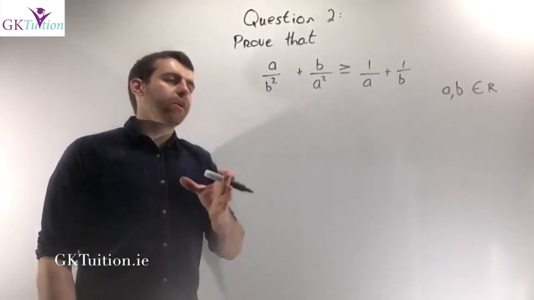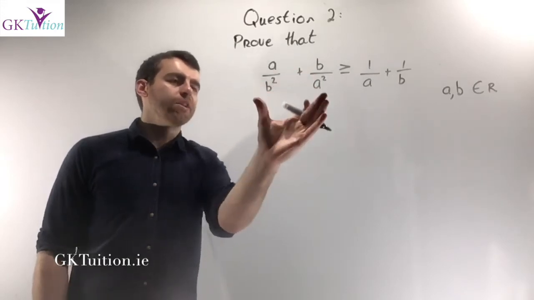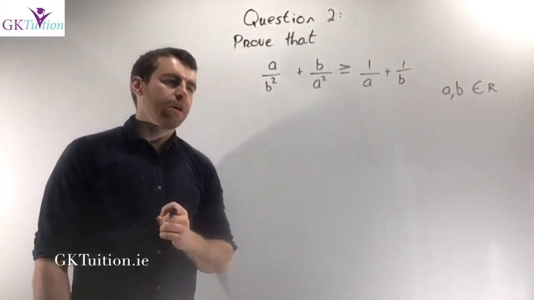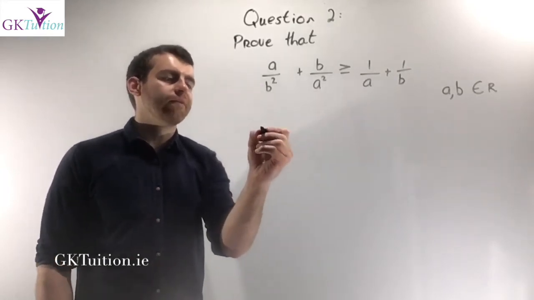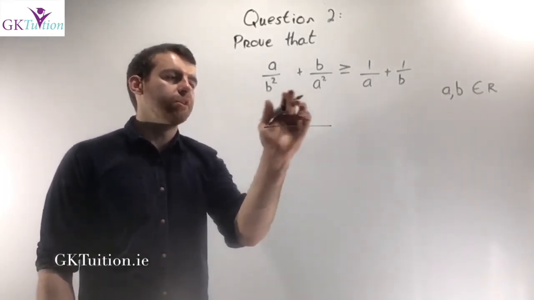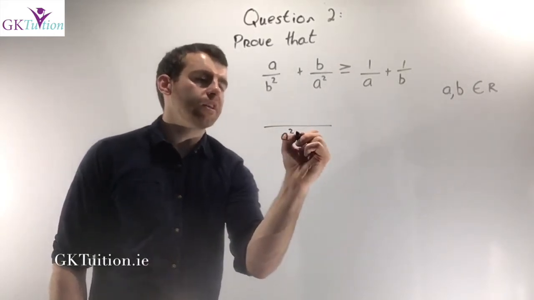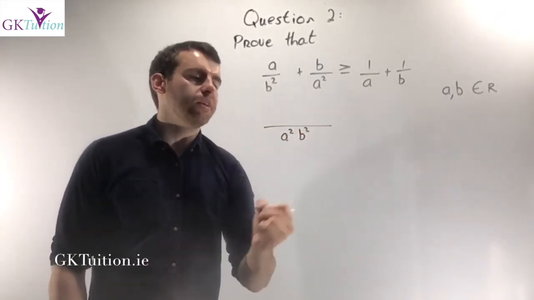The way that I would do this one is I would get a common denominator for the left hand side and a common denominator for the right hand side. In order to get a common denominator for the left hand side, it would simply be the two denominators multiplied by each other. I could say the common denominator is A squared multiplied by B squared.